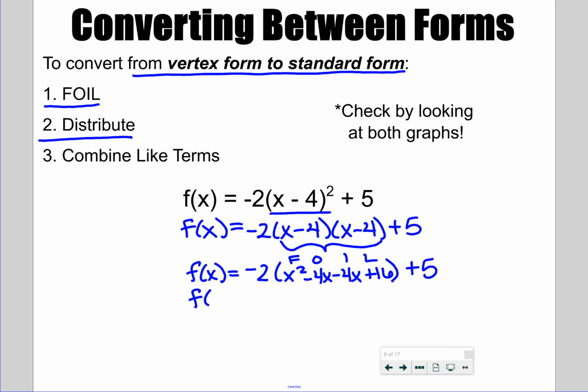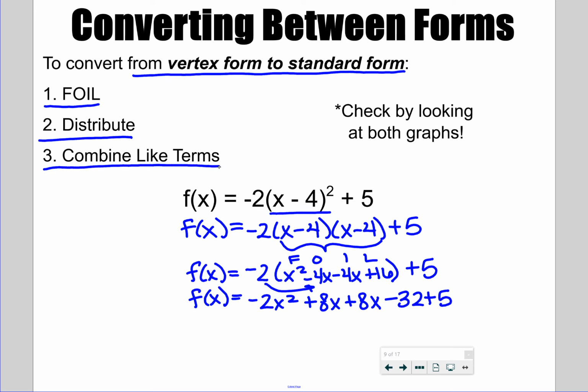Next step, we distribute. That's that -2 in front. We're going to distribute -2 into everything in the parentheses. That will be a -2x squared, a +8x, a +8x, a -32, plus 5. And then finally, we combine like terms. So my final answer will be -2x squared, 8x and 8x give me 16x, and then -32 plus 5 will give me -27.